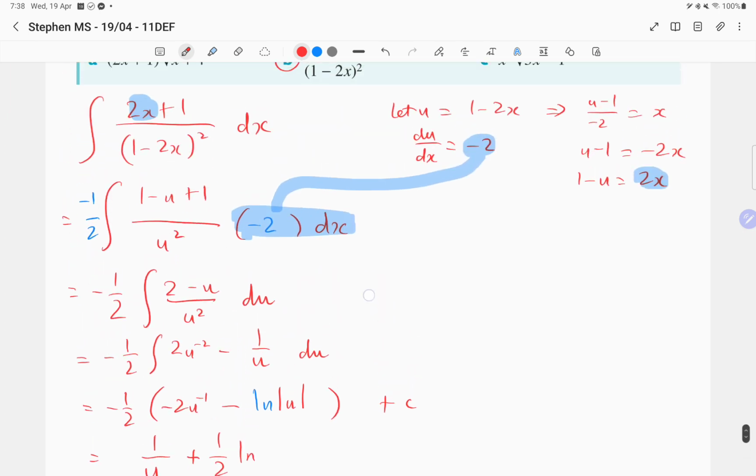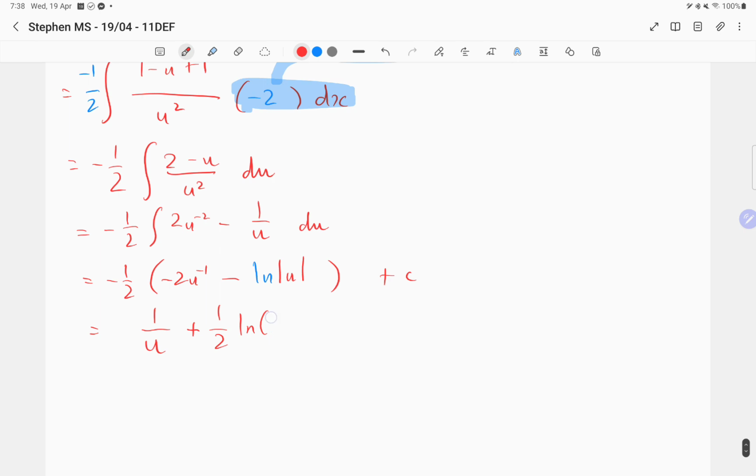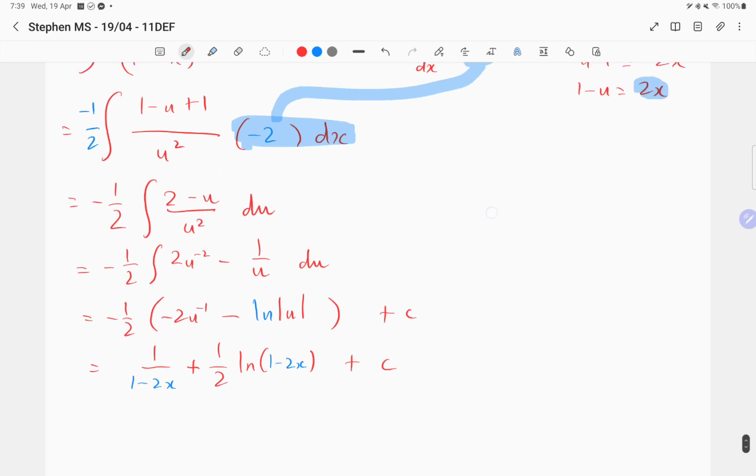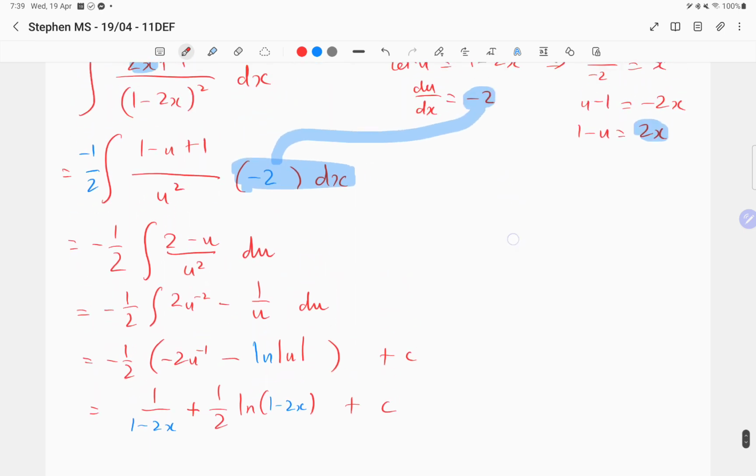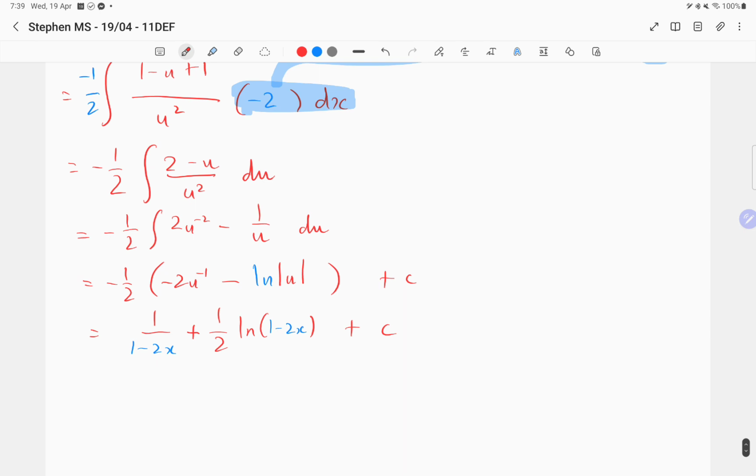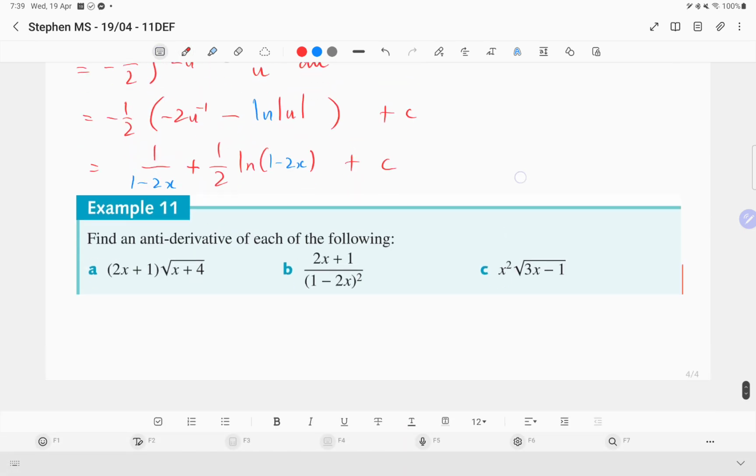And at this point, you can actually substitute what u is, which is 1 minus 2x. And then the u here becomes 1 minus 2x, plus c. A bit tricky? Yeah, a little bit. That second one was a bit harder. So you need practice, 100%.